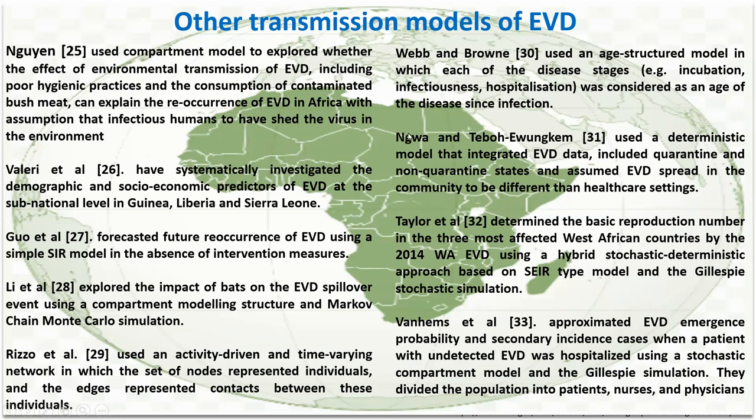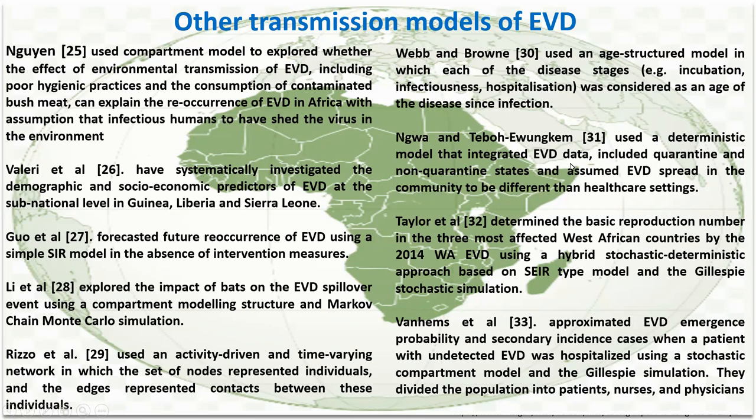Apart from that, we have reference number 30, Webb and Brown, who consider a structural model, because they look at different stages of the disease: the incubation, the infection, and hospitalization. They also look at the age of the disease since infection, that is, how long the disease has been there. You also have Ngwa and Tubo Ewuka, reference 31, which uses a deterministic model to integrate Ebola data.